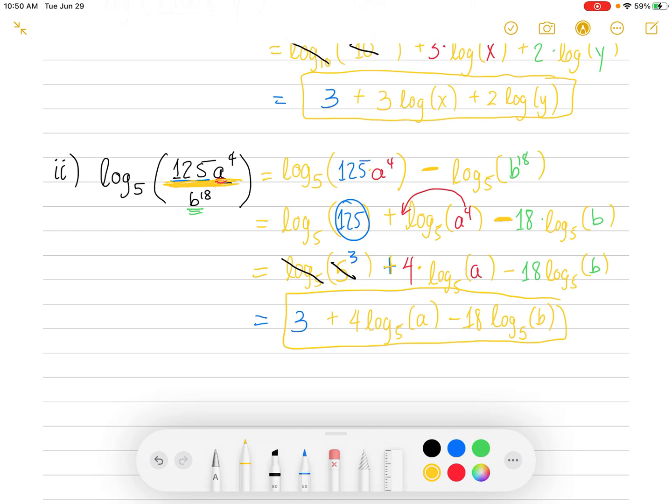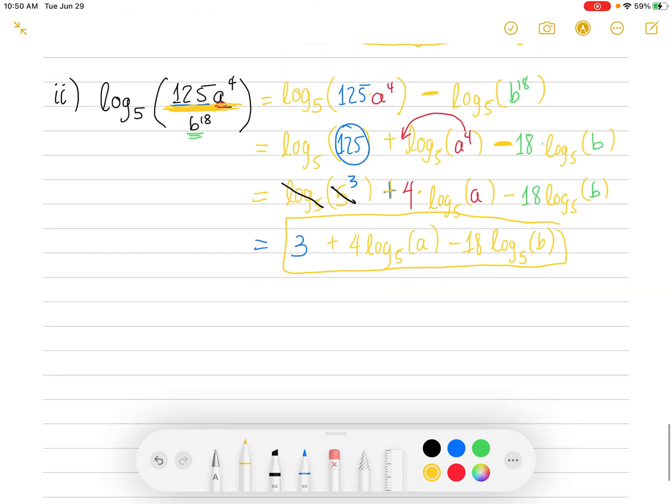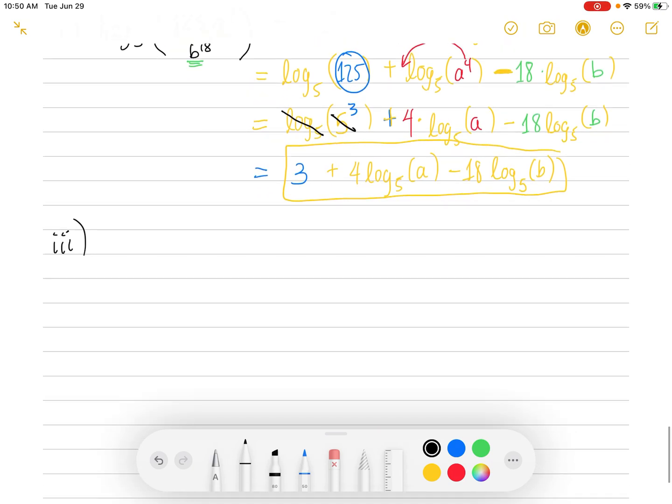So we start off with a single log, just a single log, and we expanded it. 2 logs and then a number out front of 3. So there are actually 3 different terms. 3 is the first term, 4 log base 5 of a is the second term, and minus 18 log base 5 of b is the third term. So expanded and simplified.